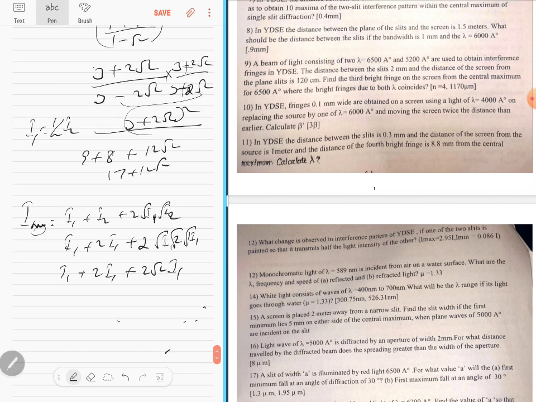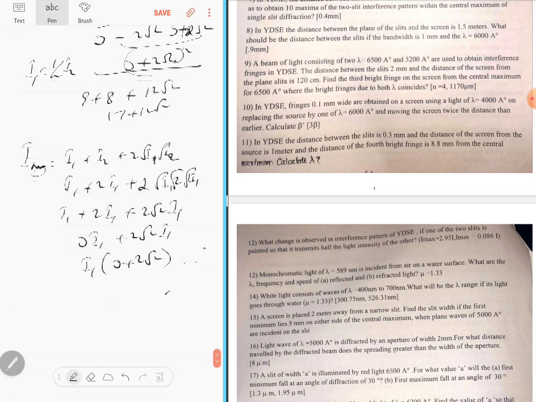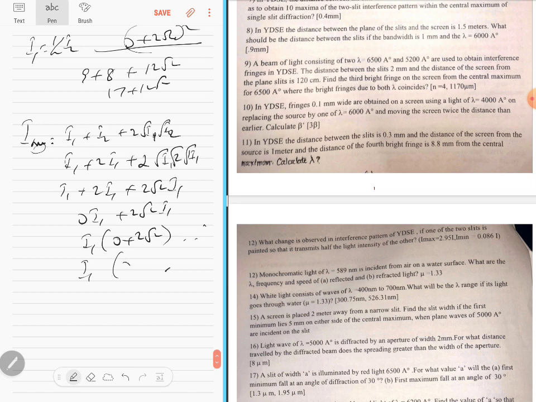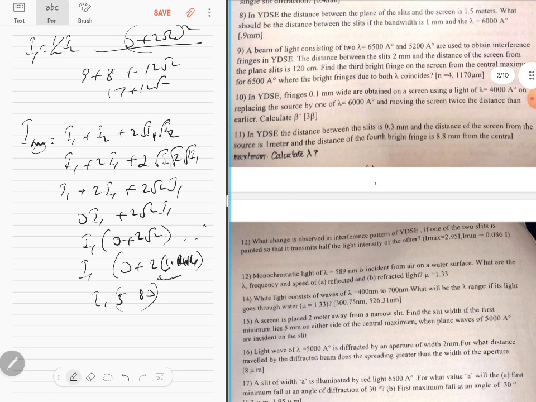So this itself is 3 I1 plus 2 root 2 I1. I1 can be taken out common: 3 plus 2 root 2. If you calculate this value, 3 plus 2 into 1.414, you multiply this and add it with 3, you get 5.83 I1. 5.83 I1 is all I get for maximum.